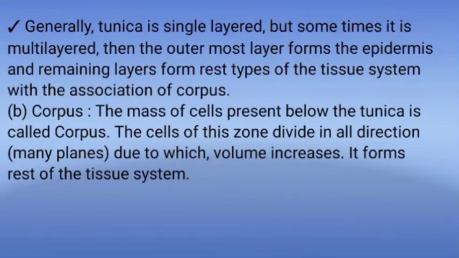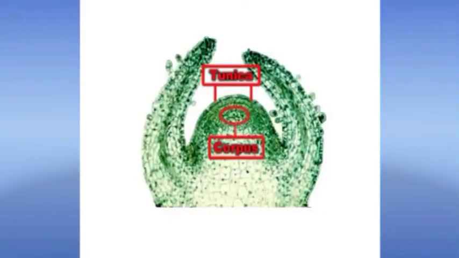The cells of this zone divide in all directions, which means in many planes, due to which volume increases. It forms the rest of the tissue system. Let's see the diagrammatic representation of tunica corpus theory, how tunica is there, how corpus is there. Check this diagram carefully.